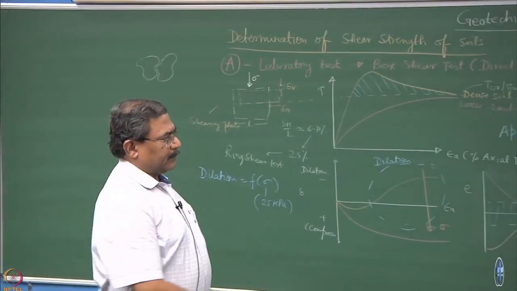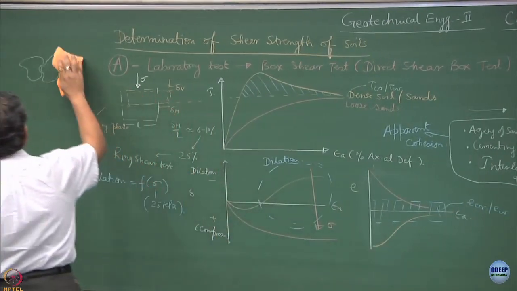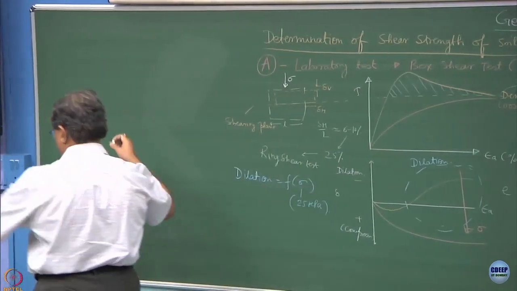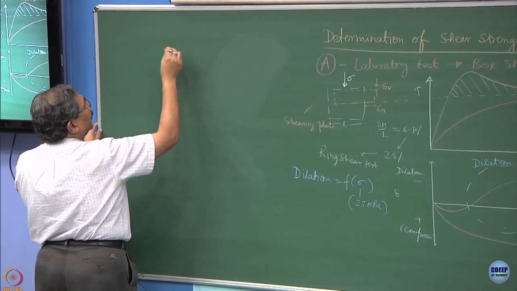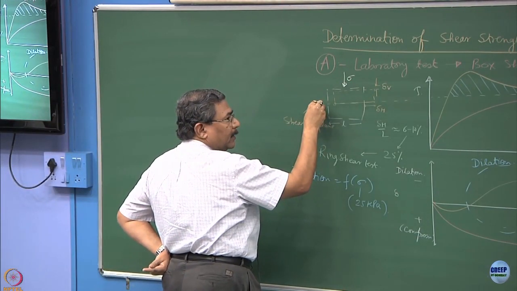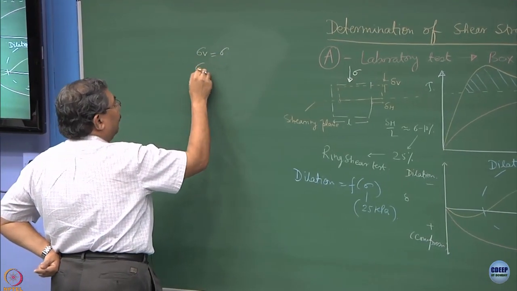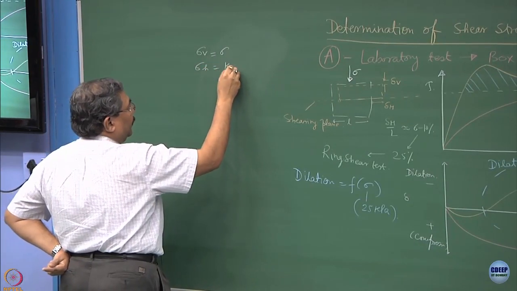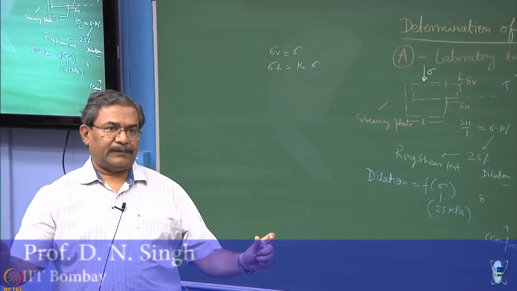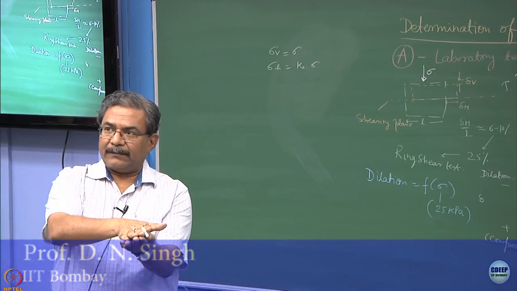What is the interpretation of this? The interpretation would be, the initial state of the stress in the sample is, the moment I applied sigma and there is no shear, the value of sigma V is sigma and value of sigma H will be K naught sigma before shearing process, at rest condition. The sample is just static.